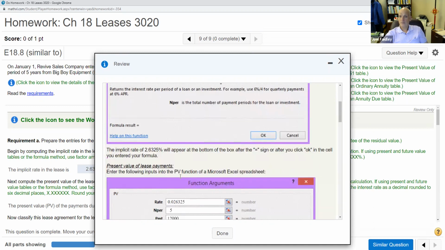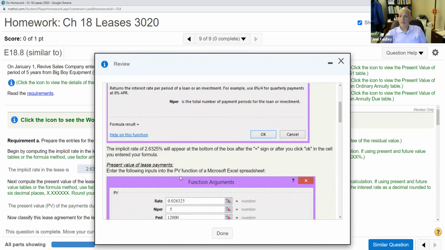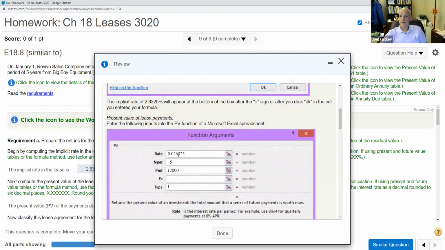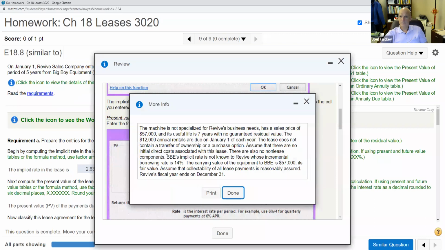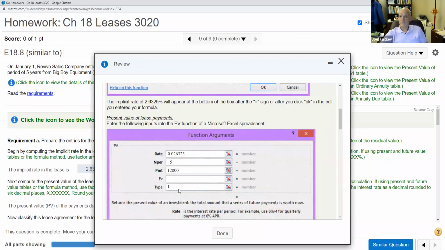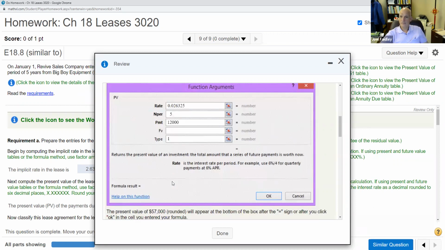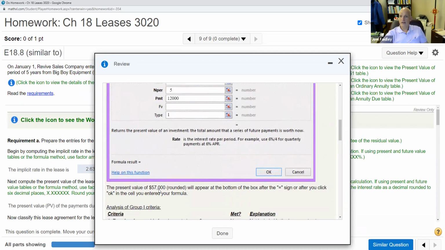2.6325%, right? Okay, and then also, if you're going to use that rate of 2.6325, that's the implicit rate, which is a lot lower than that stated rate by a long shot. That other rate was what, 12% or something? 14%. A lot less. So you want to use that in the present value function, equal PV, and the rate's 0.026325. 5 years, payments 12,000. It's annuity due. Those $12,000 are due at the start of each year. All right, and that says the present value is 57,000.